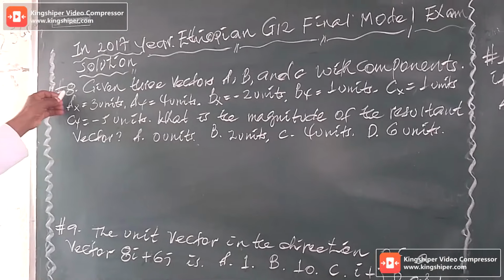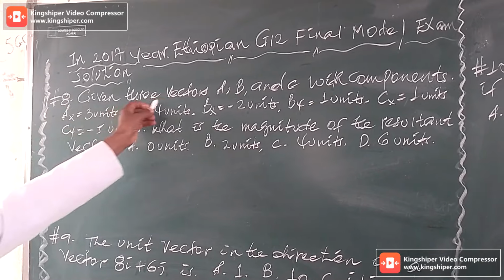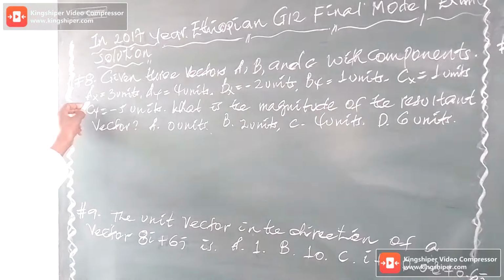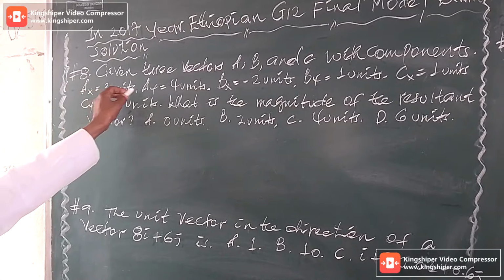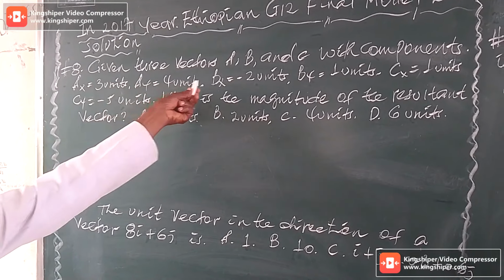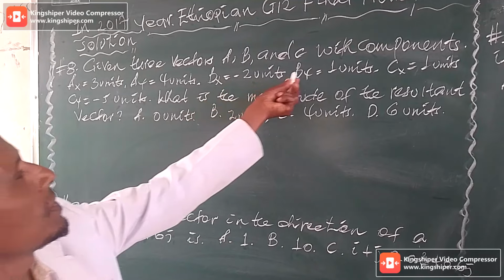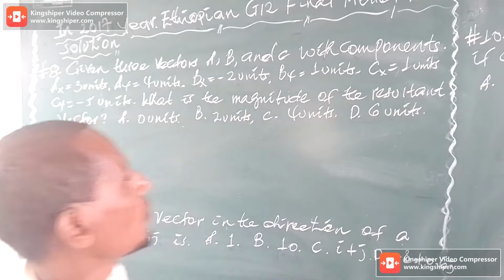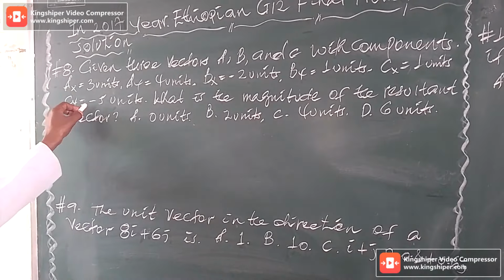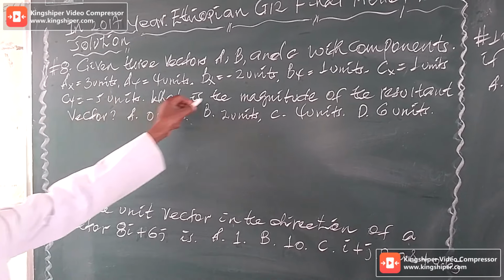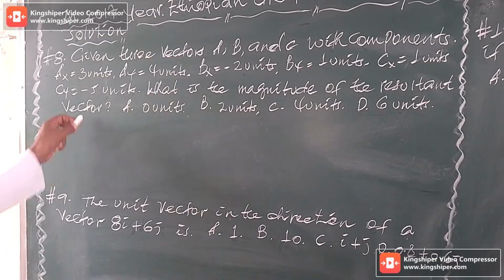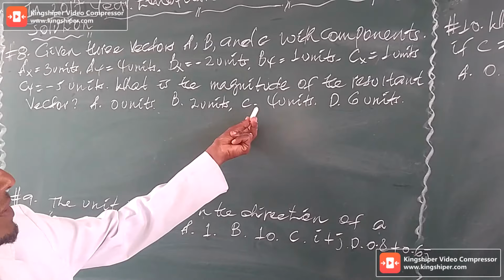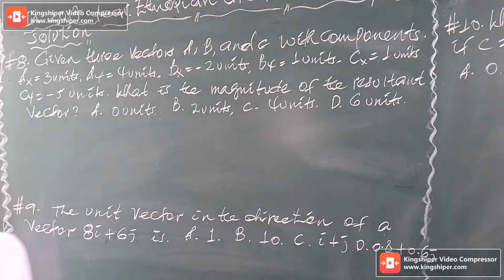The next question, question number 8, says that given 3 vectors, vector A, vector B, and vector C, with components Ax equals 3 units, Ay equals 4 units, Bx equals minus 2 units, By equals 1 unit, Cx equals 1 unit, Cy equals minus 5 units. What is the magnitude of the resultant of these vectors? Choice A says 0 unit, choice B 2 units, choice C 4 units, choice D 6 units.